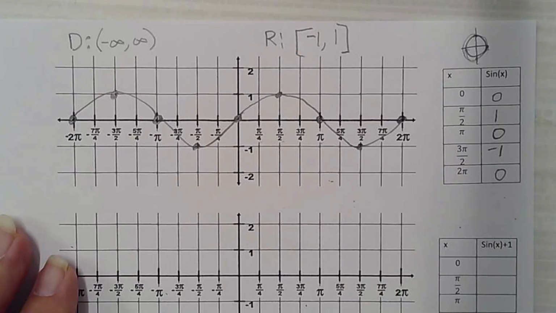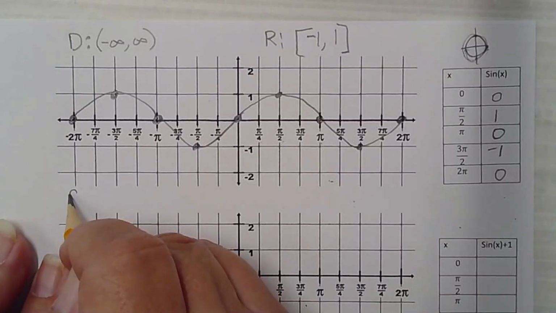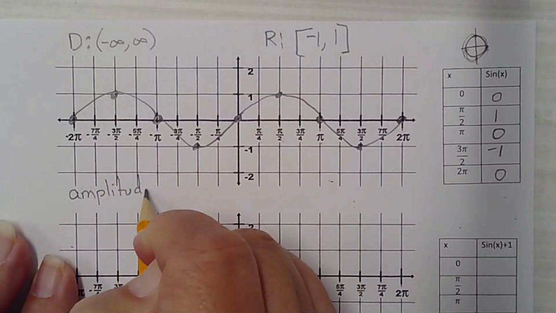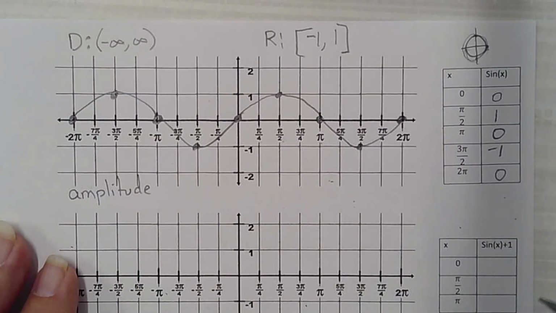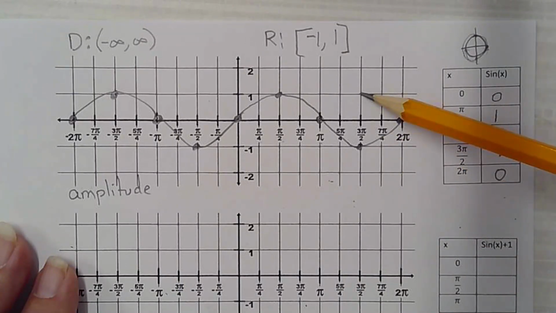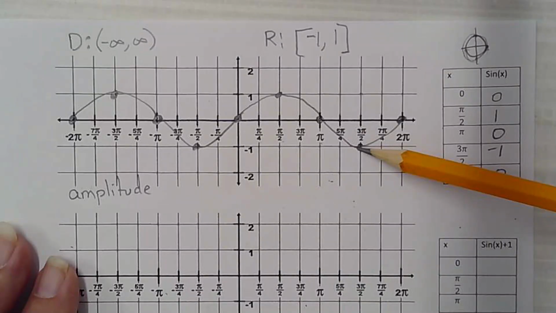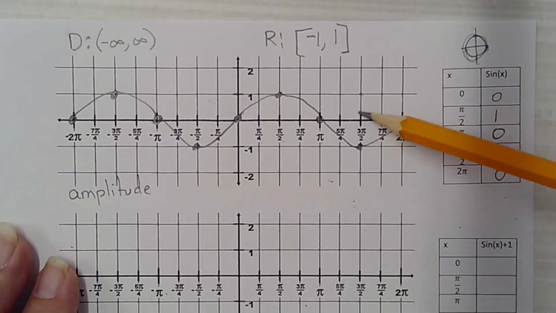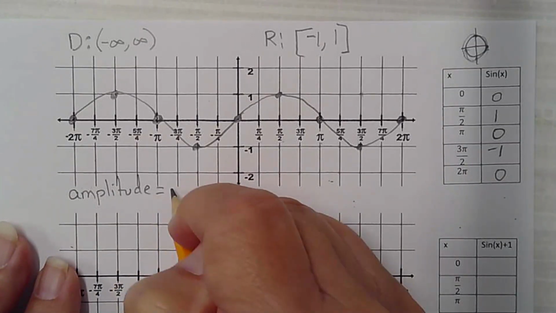With sinusoidal functions, we want to talk about the amplitude. The amplitude is half the distance between the minimum and the maximum. So if the minimum is here at negative 1 and the maximum is up here at positive 1, that's a distance of 2, and half of 2 is 1. So this has an amplitude of 1.